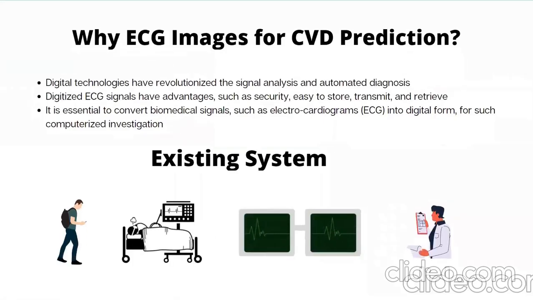The reason why we chose ECG images for cardiovascular prediction is because digital technologies have revolutionized signal analysis and automated diagnosis. And digitized ECG signals have several advantages, such as security, and being easy to store, transmit, and retrieve. Also, it is beneficial to convert biomedical signals, such as electrocardiograms, into digital form. That is for faster computerized investigation.